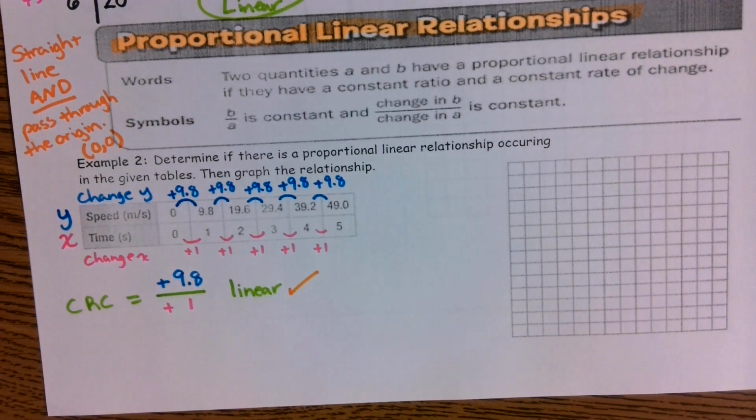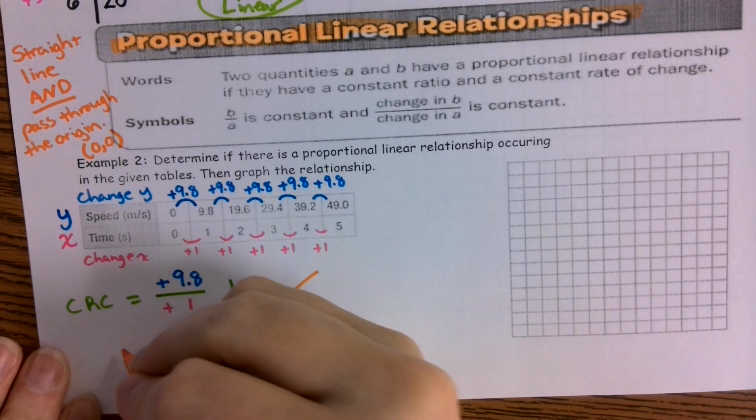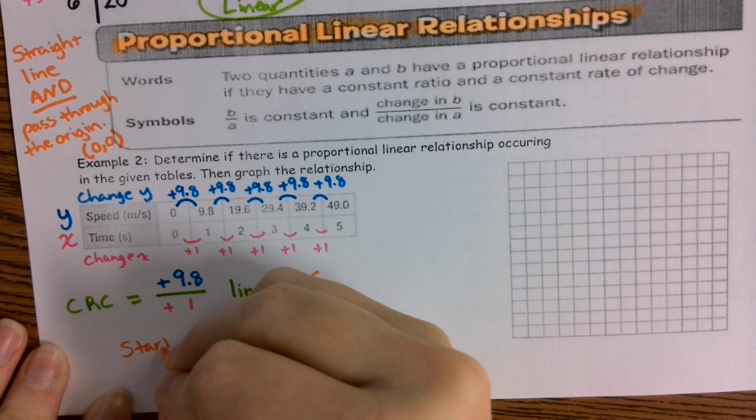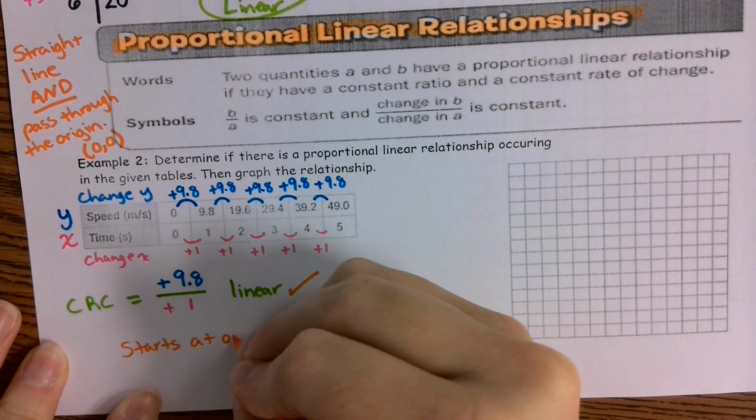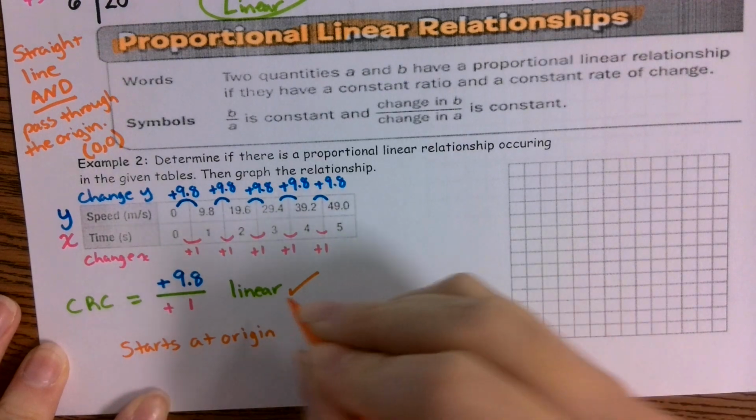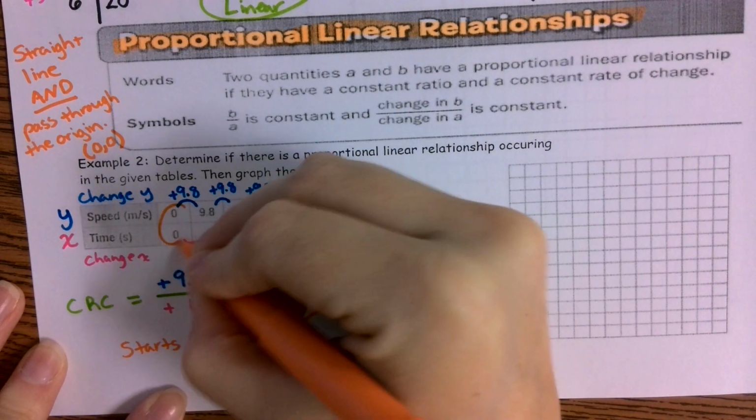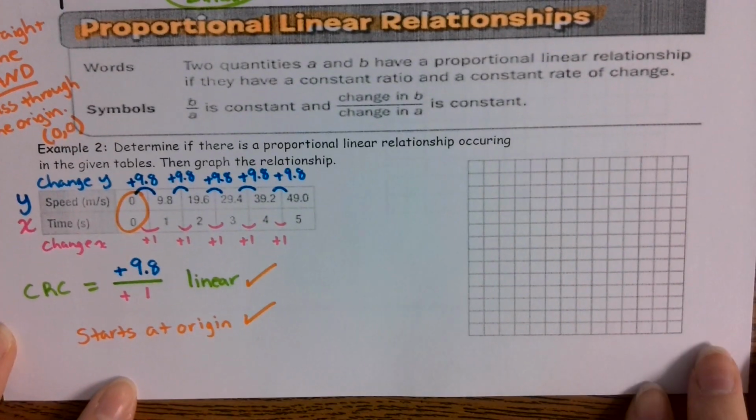Straight line, checks off. So now we need to identify if it starts at the origin. So if we're looking at our table, does our table have the point 0, 0 on it? Yes, so it does happen to start at the origin as well. So the fact that it is linear and it starts at the origin does make it a proportional relationship.